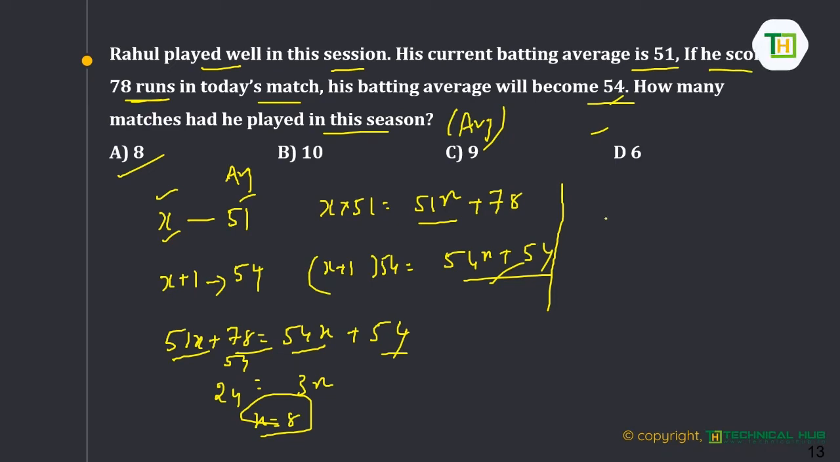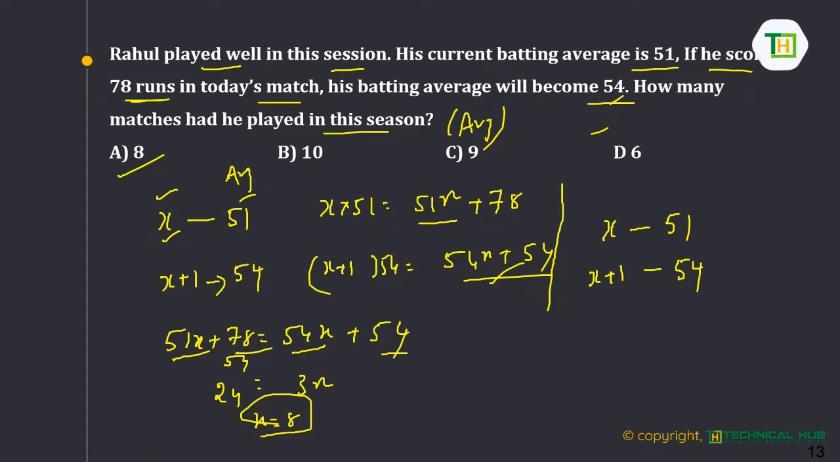His average is given as 51. In the next innings, that is X plus 1 innings, his average is equal to how much? 54 is given. Okay. So they're asking what is the value of X. So how can you solve this?